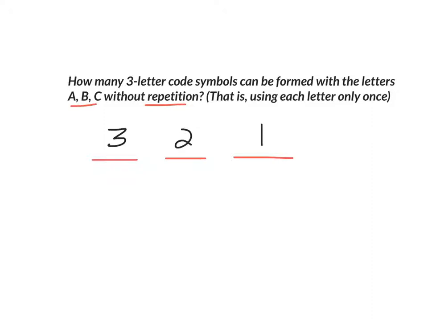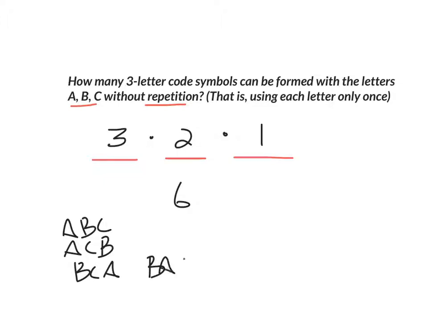So all you do in permutations is you multiply those and you would get six. There's six different permutations. For example, A, B, C would be one, A, C, B, B, C, A. I could keep going here. I guess I will. B, A, C, C, A, B, and C, B, A. That's all six right there.